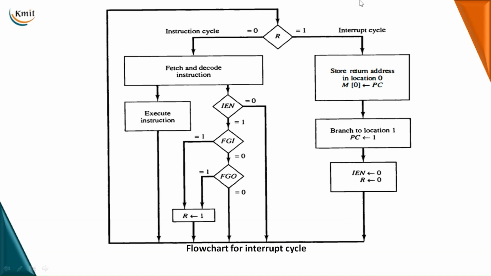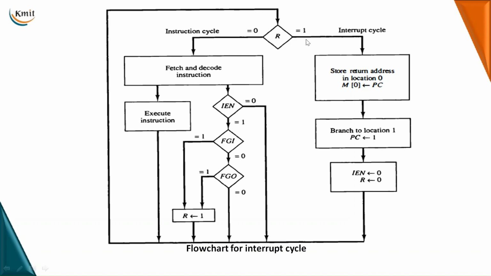So in that case, before handling that particular interrupt service routine, what the CPU has to do is store the program that is currently being executed by the CPU, that is, its return address. Wherever it has stopped, that address has to be stored in some location of the memory. And then it should move on with the interrupt service routine.